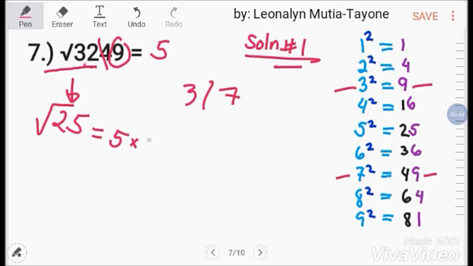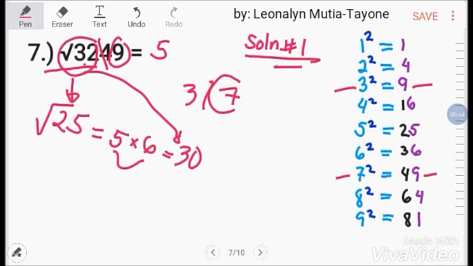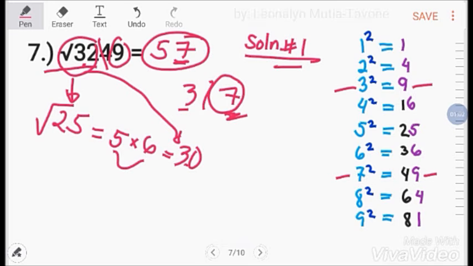Yung 5, i-multiply natin ng next na number, which is 6. And that is 30. 32 is greater than 30. So, dun ka sa pinaka mataas, kasi 3 or 7 ang ilagay mo dito. 32 greater than 30. So, 7 ang ilagay mo. So, the answer is 57.